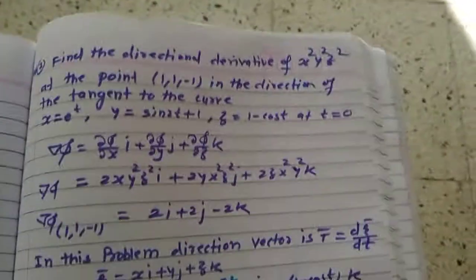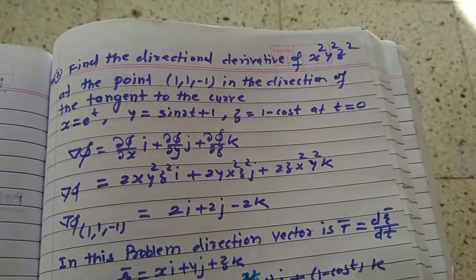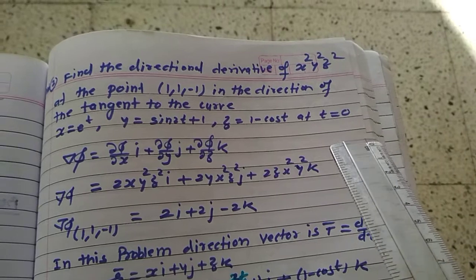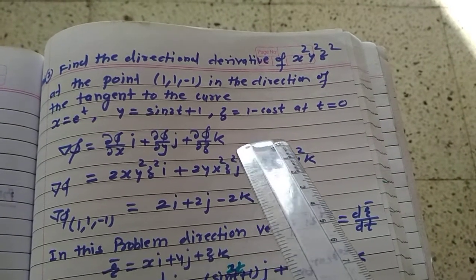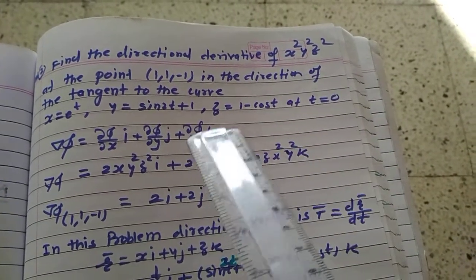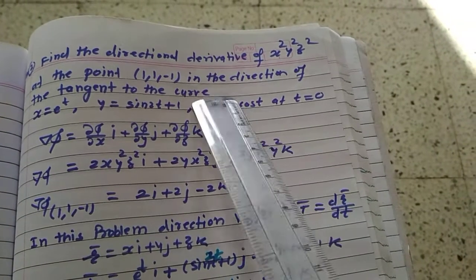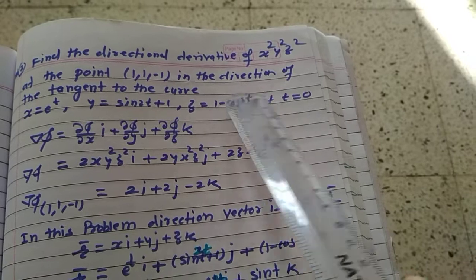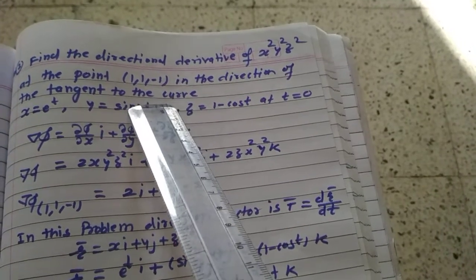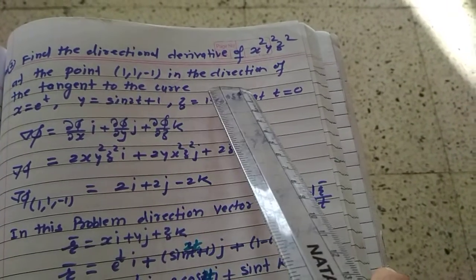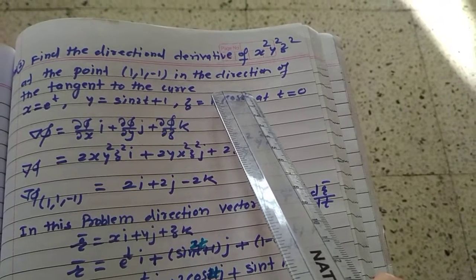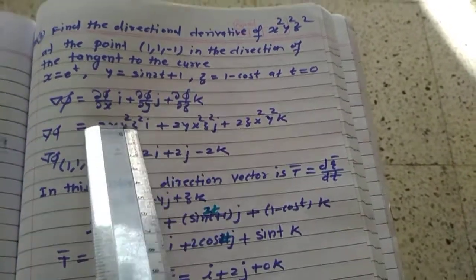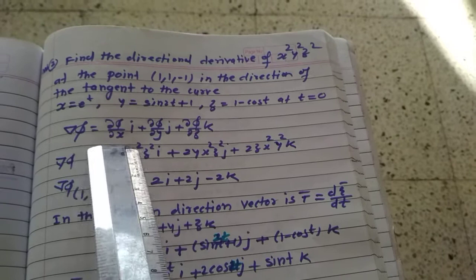Now the second problem: find the directional derivative of x square plus y square plus z square at the point 1, 1, minus 1 in the direction of the tangent to the curve. In this problem, you know phi, you know the point, but you don't directly know the direction vector. So we have to find the direction vector in this problem. So first find del phi. This is routine, del phi.